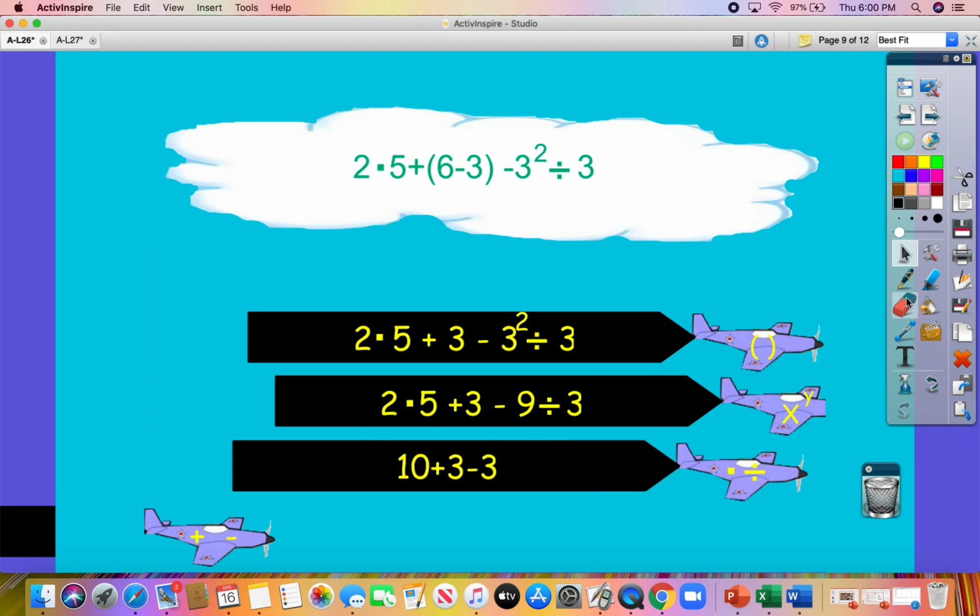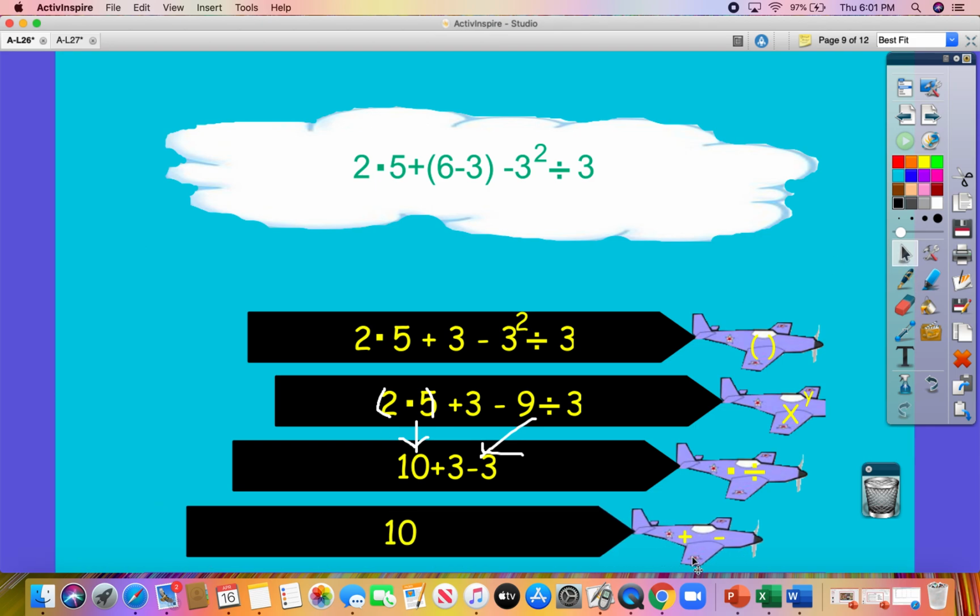So notice how I took these two and replaced it here, and then these two and replaced it here. So the only thing that was left was the 3. So now I get to solve 3. 10 plus 3 is 13 minus 3, which is 10.